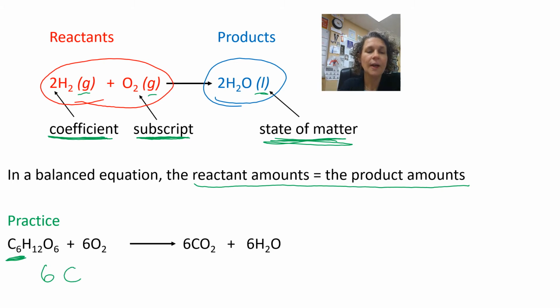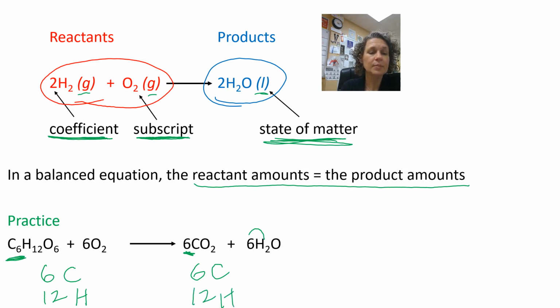And then over on the other side, the 6 is in front of the whole compound, so it goes to everything behind it, which means I also have 6 carbons here. The H's, I have 12 H's over here as a reactant. And then on the product side, this 6 and the 2 multiply. 6 times 2 is 12, so there's 12 H's.